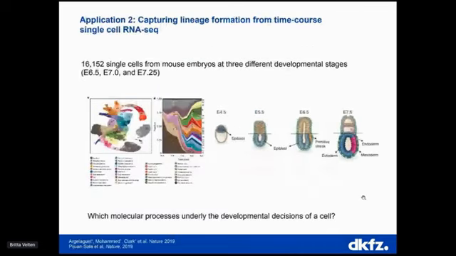Now, in the second application, we made use of the group framework. So far, we only had one group of samples, but multiple molecular layers. In the second application, we now have a single molecular layer, but distinct groups of samples. So this is a study on single-cell RNA sequencing, where we had about 16,000 single cells from mouse embryos at 3 distinct developmental stages, from embryonic day 6.5 to 7.25. And we were interested in what are the molecular processes that underlie the developmental decision of a cell, so which direction or which tissue a cell will form when the embryo develops.